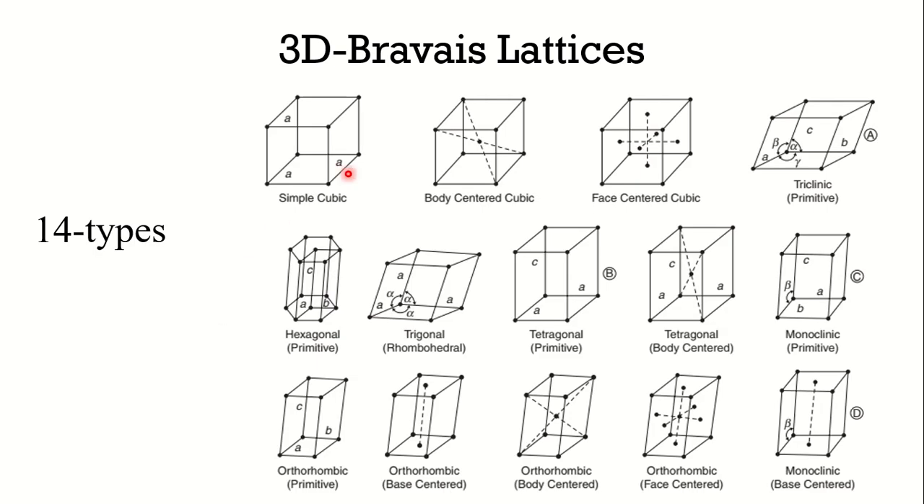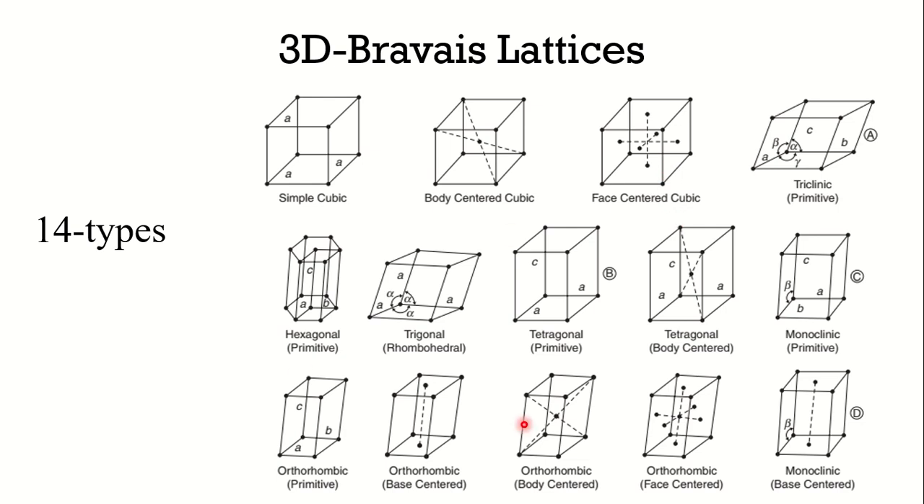So this is simple cubic. There is one corner point at each of these corners. All the sides are equal, all the angles are 90 degrees. This is also another cubic structure. However, here apart from these corner points, I have one lattice point at the center of the cube. This is face centered, as the name suggests. In this, apart from these corner points, I have one lattice point at the center of each face. So that's why it is called face centered.